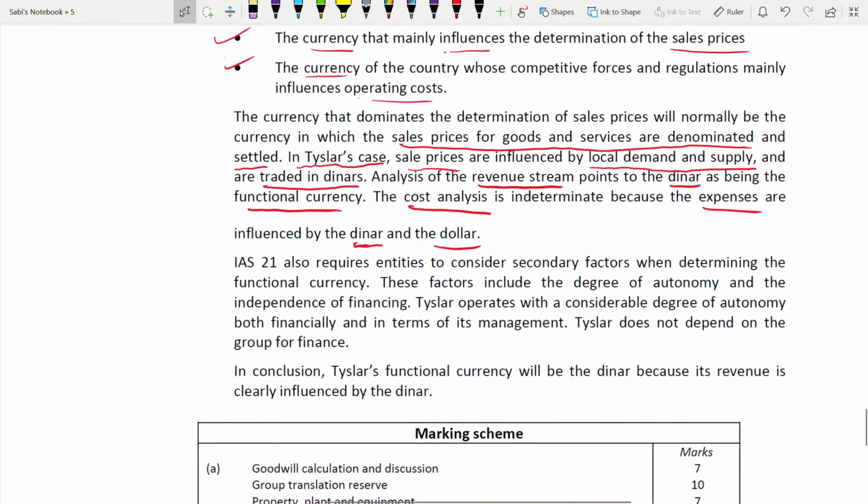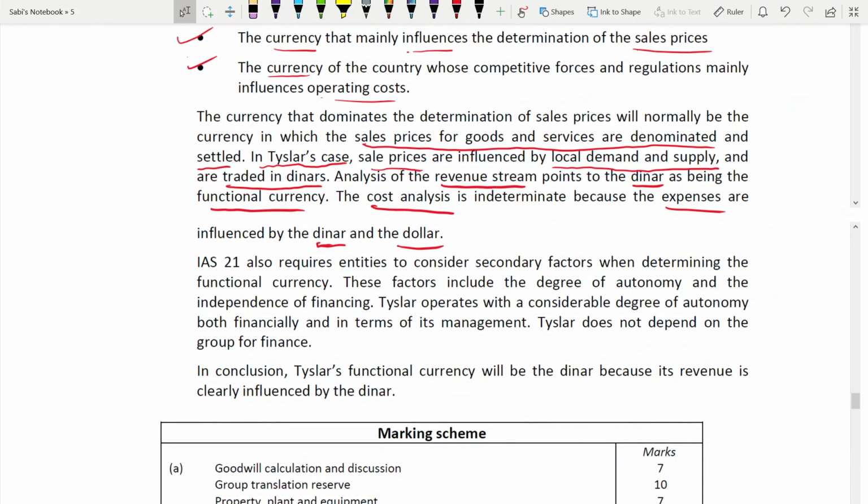Now, these are the primary factors. Once you cannot decide, can you decide now? You cannot decide because expenses are both, while revenue says dinar. So you need one or two more factors to say that it's going towards dollar or dinar. Once you're over with the primary factors, don't worry, we have secondary factors also. You should know the secondary factors also, by the way, when determining the functional currency. What are those factors?